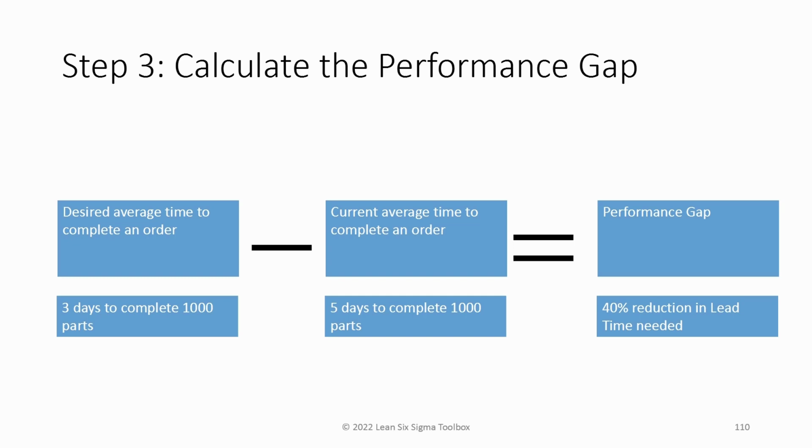So you can see the example down below. If our goal is 3 days to complete 1,000 units and it's currently taking us 5 days, we need a 40% reduction in our lead time and in all the cycle times of our stations so that we can get that order out on time consistently.